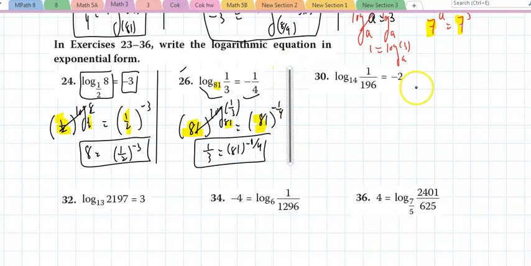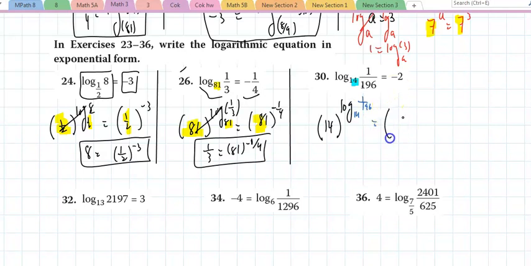Number 30 is next. The same deal. I start with the base. What is the base? There it is. So I already know what I'm going to do. I'm going to take 14 and I'm going to make this side a power. You could make the whole side, not the pieces. Be careful. I'll tell you what that means in a minute.